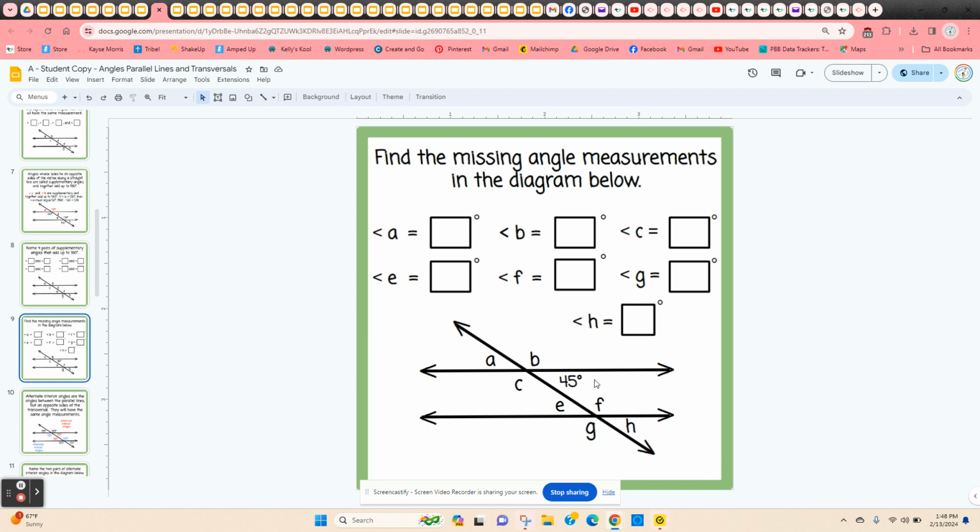Now here we have one angle identified. Once they know one angle, they should be able to use what they know to figure out what the other angles equal, using vertical angles, supplementary angles, and so on.